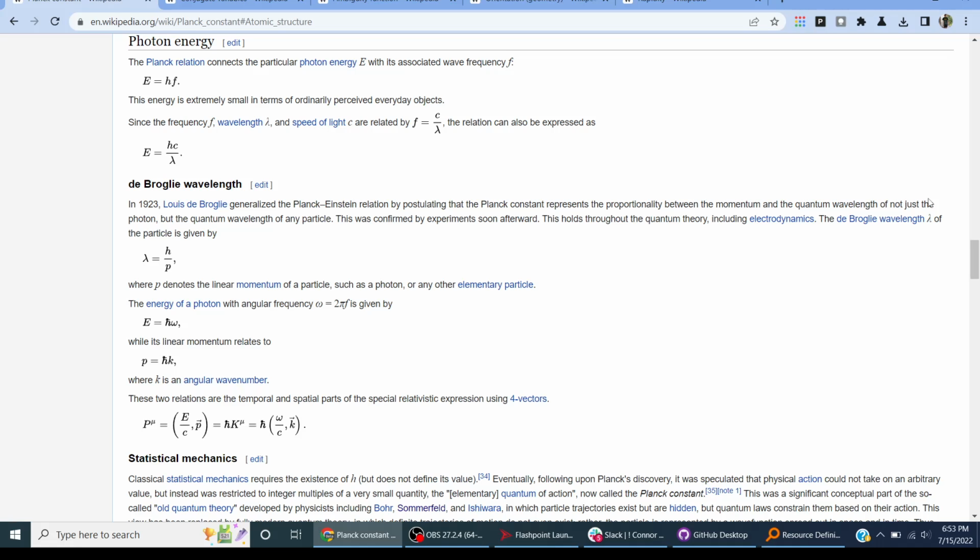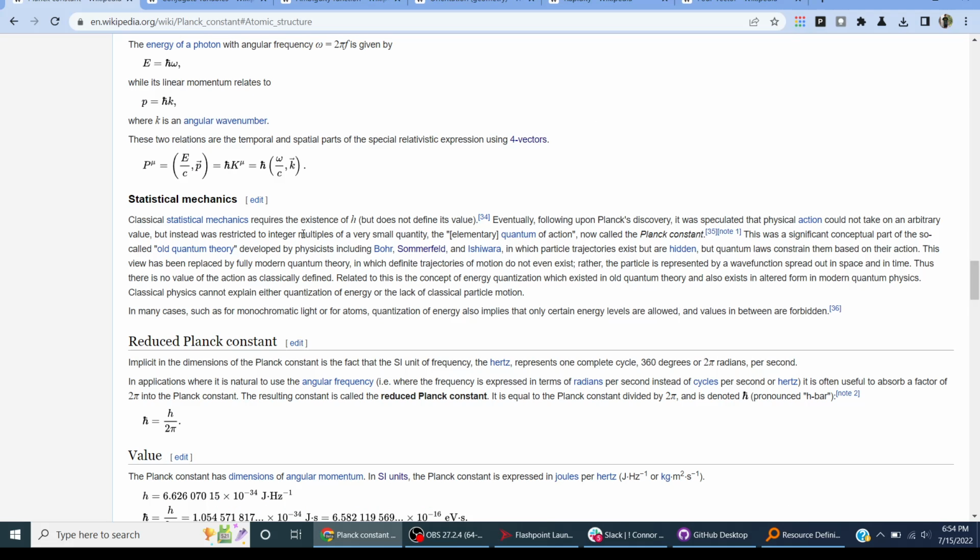Statistical mechanics. Classical statistical mechanics requires the existence of h, but does not define its value. Eventually, following upon Planck's discovery, it was speculated that the physical action could not take on arbitrary value, but instead was restricted to integer multiples of a very small quantity, the elementary quantum of action called the Planck Constant. This was a significant conceptual part of the so-called old quantum theory developed by physicists including Bohr, Sommerfeld, and Ishara.